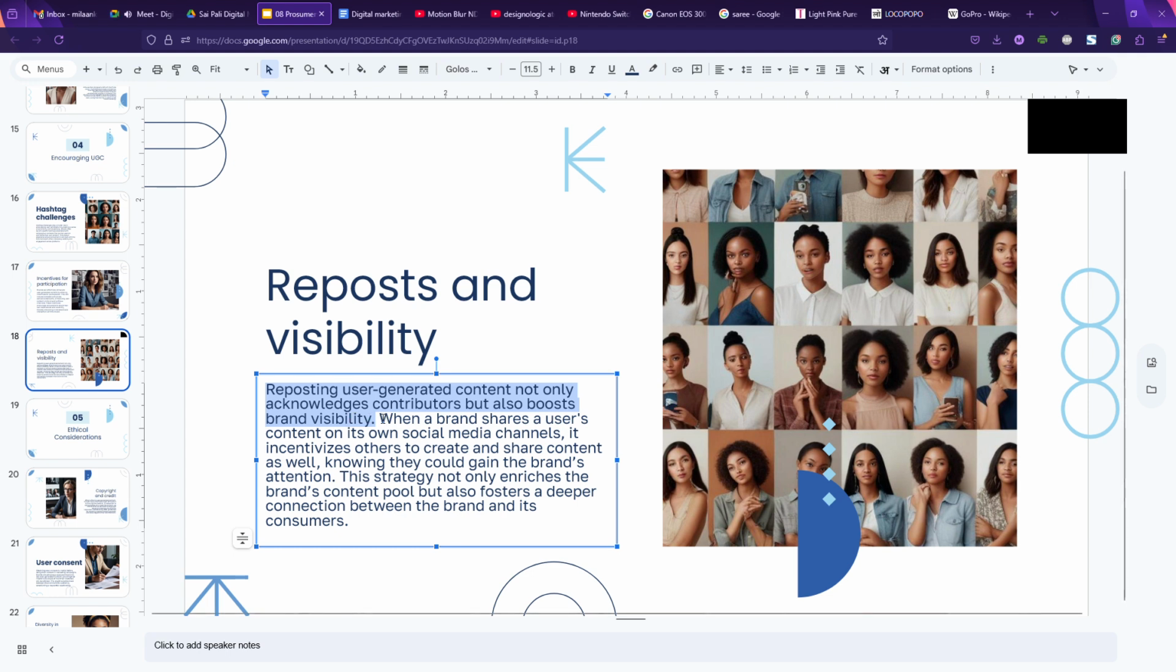When a brand shares a user's content on its own social media channels, it incentivizes others to create and share content as well. So it's also encouraging other content creators to create their content and then share it, so that even their content will be shared by the brand similarly, knowing they could gain the brand's attention. This strategy not only enriches the brand's content pool but also fosters a deeper connection between the brand and its consumers.